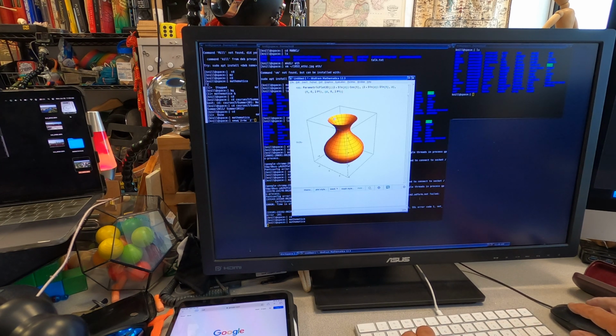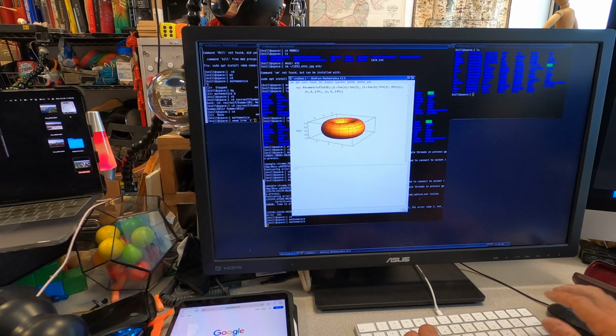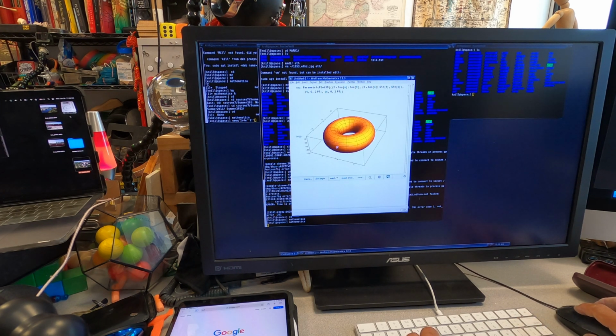What I get is just a surface of revolution. In this case, I get these beautiful waves. So that's an example of a surface of revolution. Donut. Yes, that's a donut here.